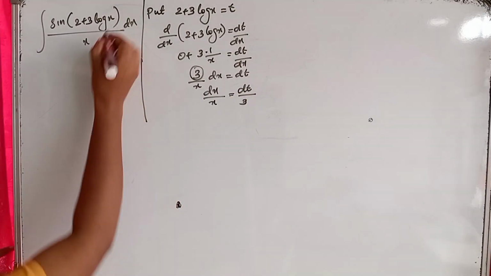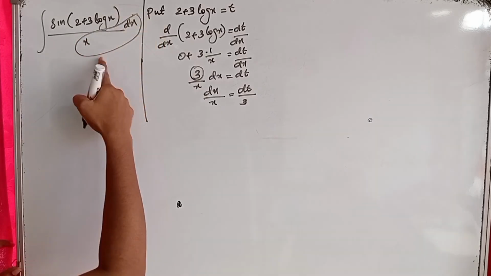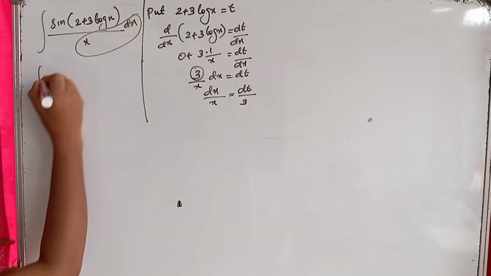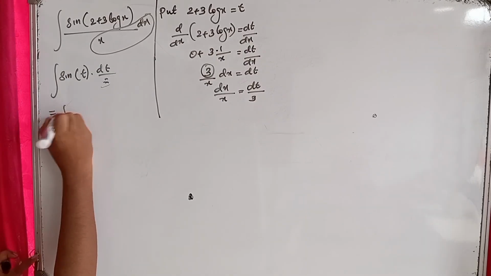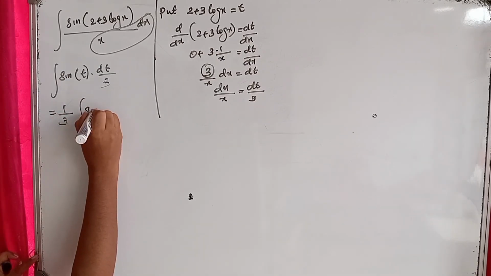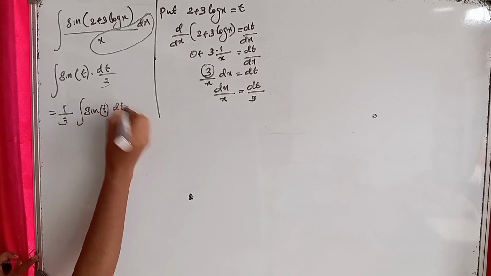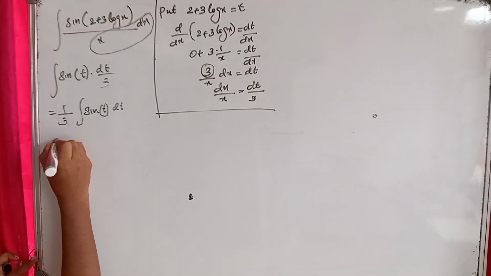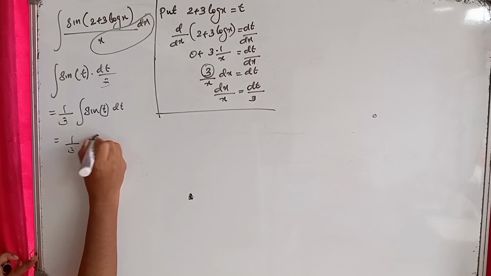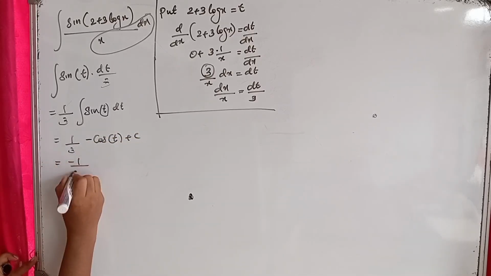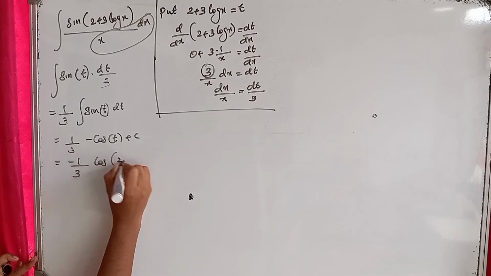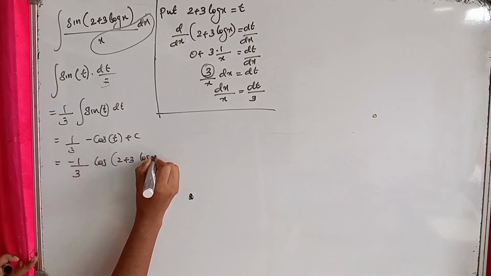So the function becomes sin t dt by 3. Here 1 by 3 is a constant, take it outside. We get 1 by 3 integral sin t dt. We know that the integral of sin t is what? Minus cos t. So the answer becomes minus 1 by 3 cos of 2 plus 3 log x plus c.